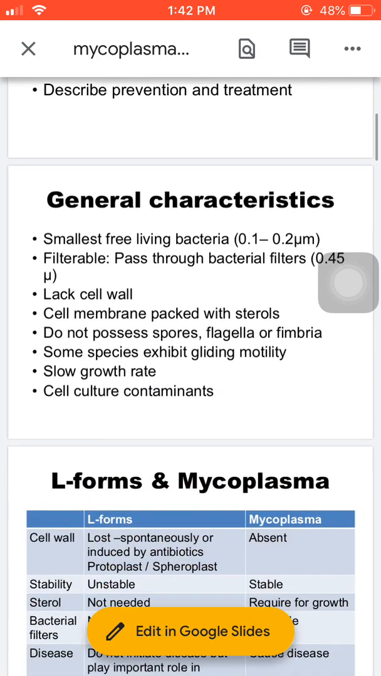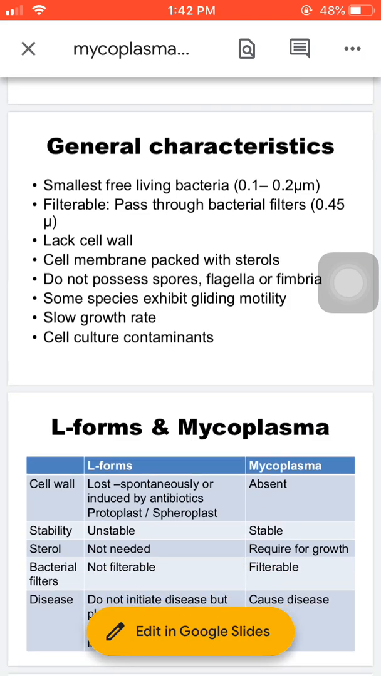pathogen. So looking into the general characteristics of this bacteria, it's the smallest free living bacteria, about a size of 0.1 to 0.2 micrometers. It can pass through the bacterial filters. Usually the pore size of bacterial filters is 0.45 microns, through which the bacteria can't pass. They're retained on the filter membrane, but Mycoplasma are much smaller than this size, so they can pass through the bacterial filters. They are cell wall deficient forms.